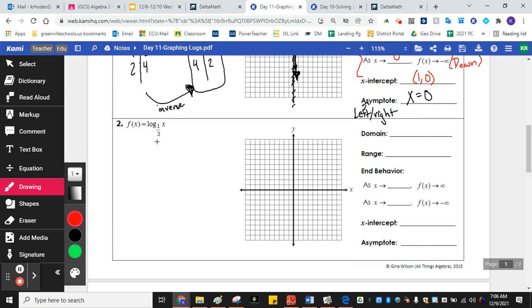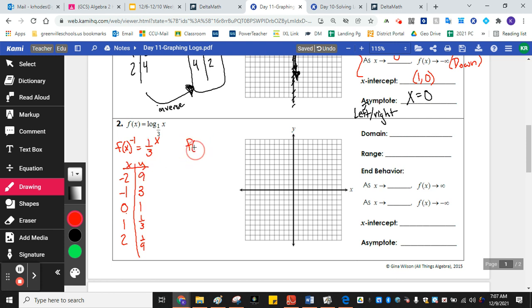So log base 1/3 of x. Well, the inverse of that is 1/3 to the x. And with exponential equations, we're always plugging in negative 2, negative 1, 0, 1, and 2. So this is 1/3, this is 1/9. This is 1, any number raised to 0 is 1. Negative 1 means I would flip my fraction, and then 9.